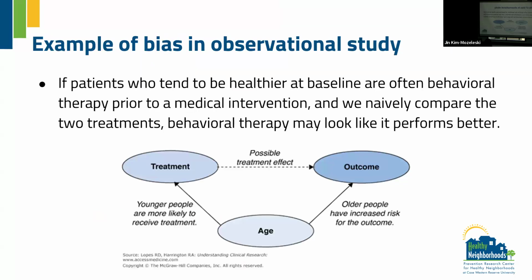So as an example, if patients who tend to be healthier at baseline tend to receive behavioral therapy prior to a medical intervention, and we just naively compare the outcomes among these populations, then we might say that behavioral therapy looks better just because of how everybody looked at baseline. They were already healthier. So here's another diagram that could potentially lead to bias. If age is a factor in receiving treatment and age puts you at additional risk for this outcome, then we can't really get a good estimate of that treatment effect.